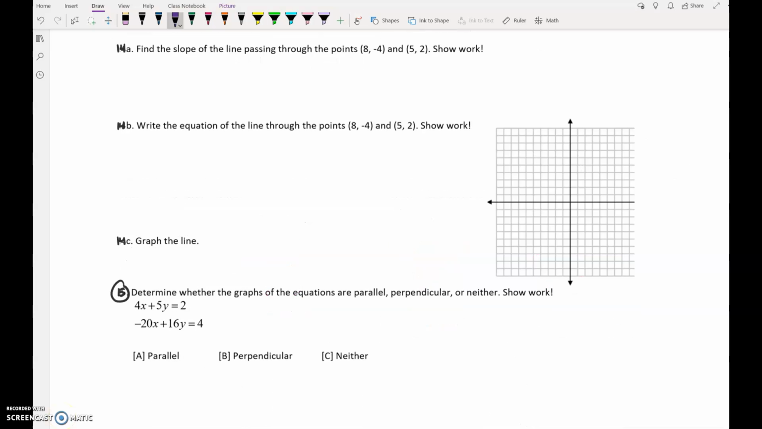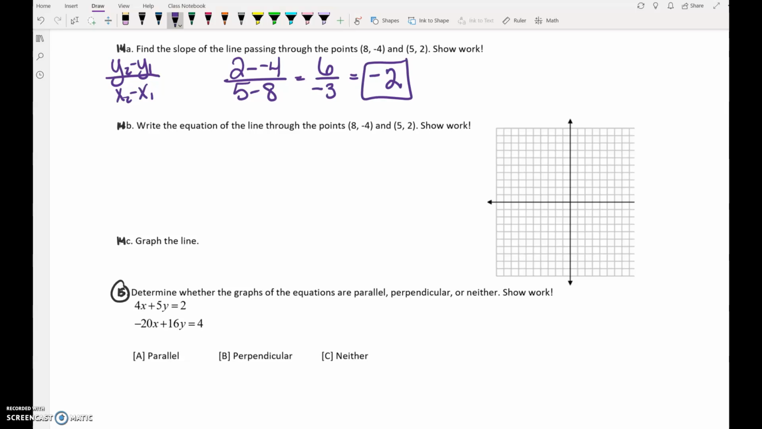On number 14, if you need the formulas, look at the last page of your review. All 3 formulas are there. I will also give you those 3 formulas on the test. First, it's asking you to find the slope of the line passing through these 2 points. So the slope formula, you have to subtract your y's on top and your x's on the bottom. So we would do 2 minus a negative 4 over 5 minus 8. That would be 6 over negative 3. 6 divided by negative 3 is negative 2. So the slope of the line is negative 2.